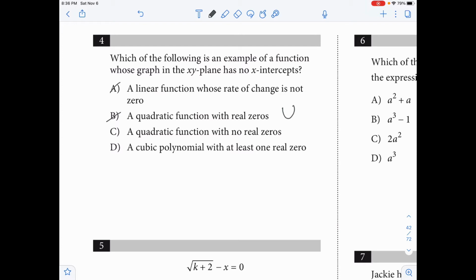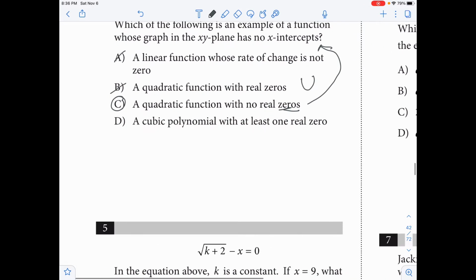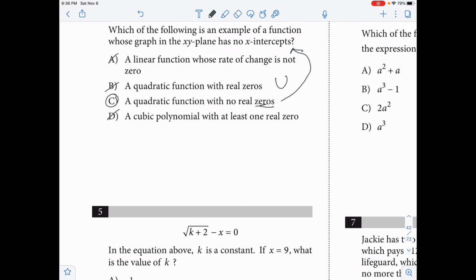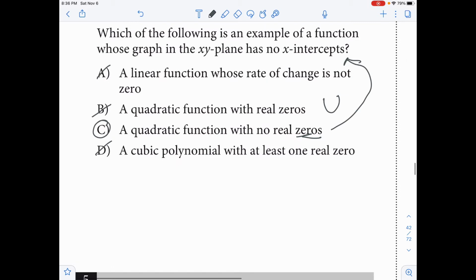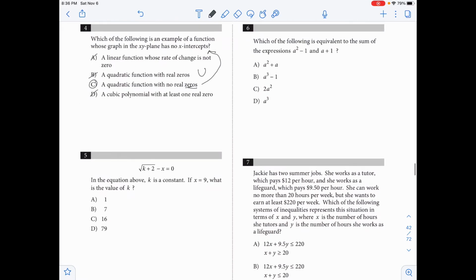A quadratic function with no real zeros? Well, yes, because zeros means the same thing as x-intercepts. So that would make sense. A cubic function with at least one real zero. Well, it has a zero, so no. And the linear function with rate of change not 0, it doesn't have to have no x-intercepts. So we're gonna go to number 5.